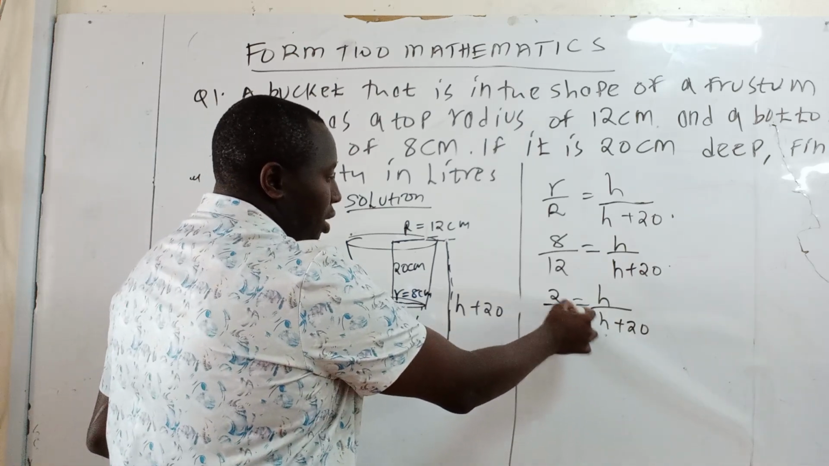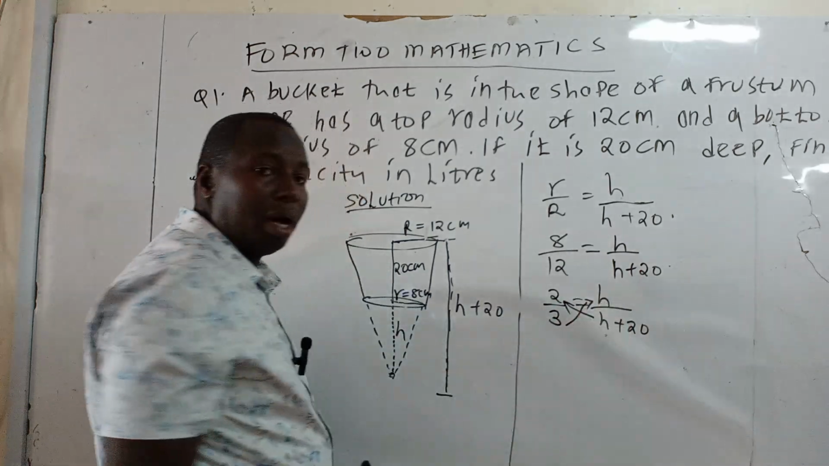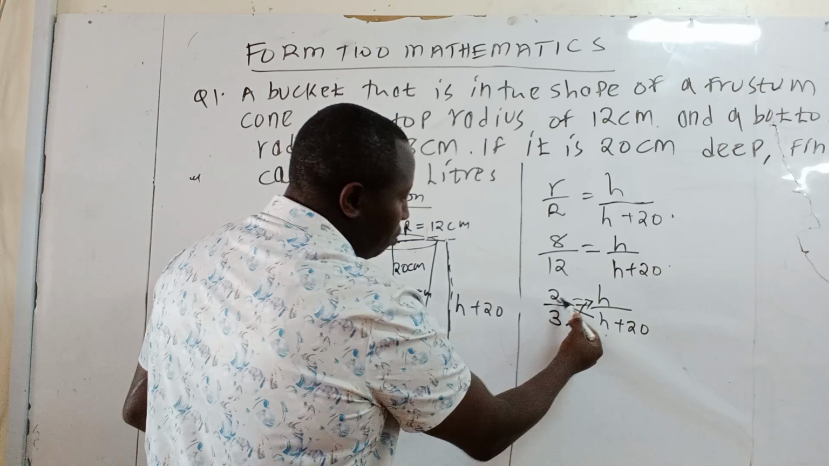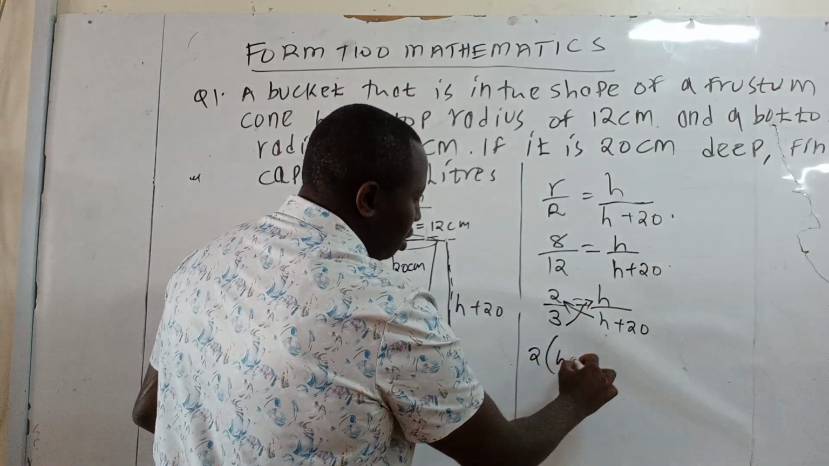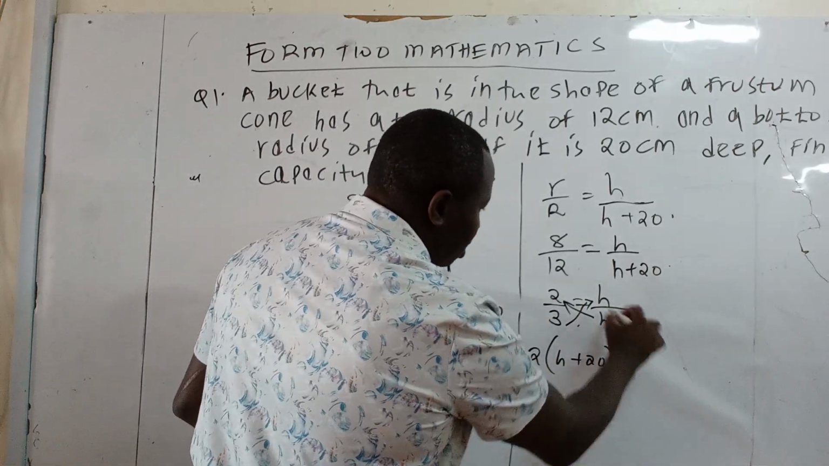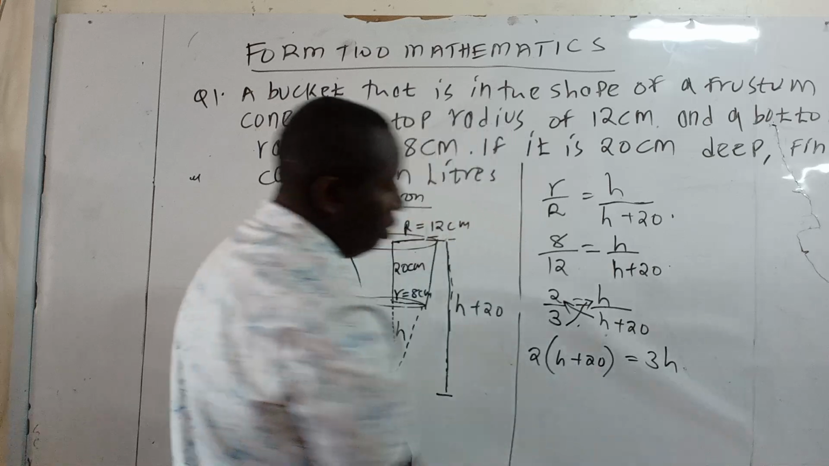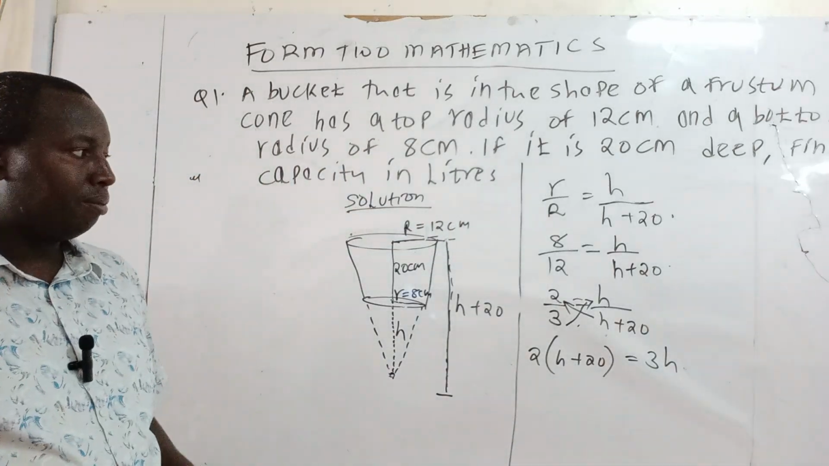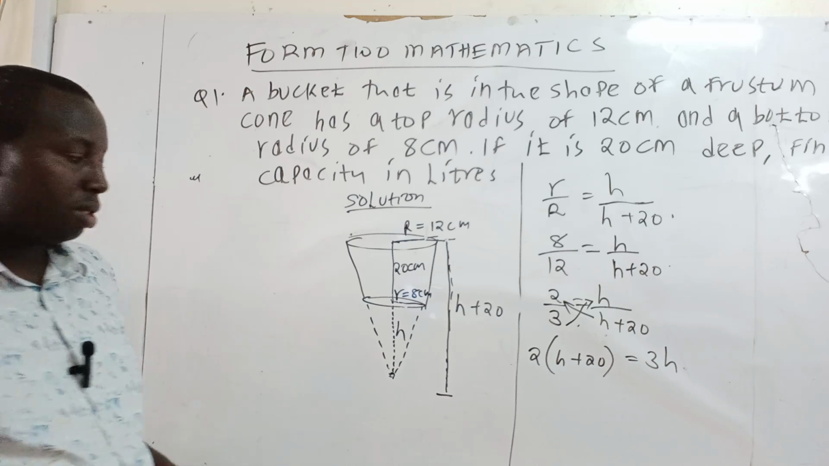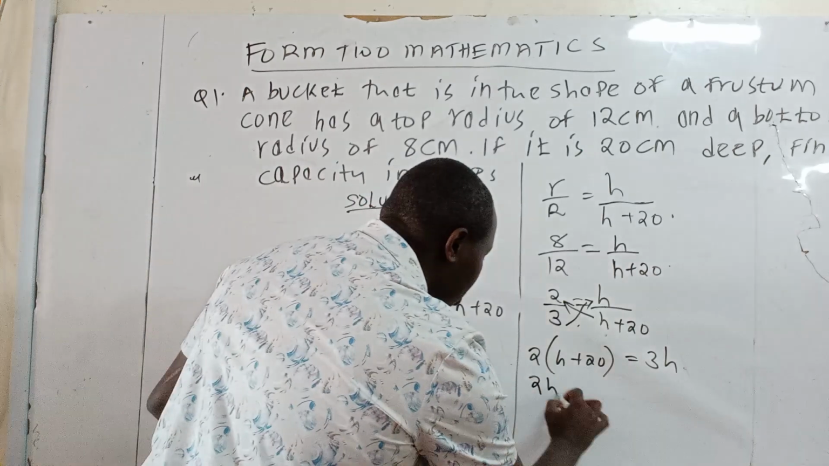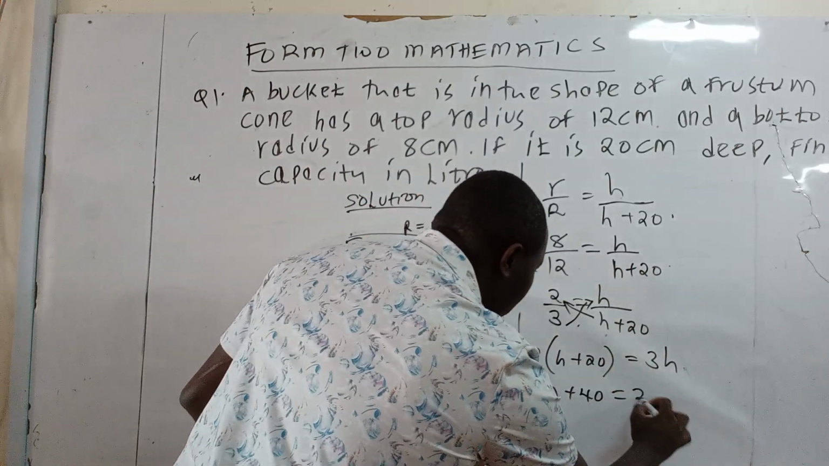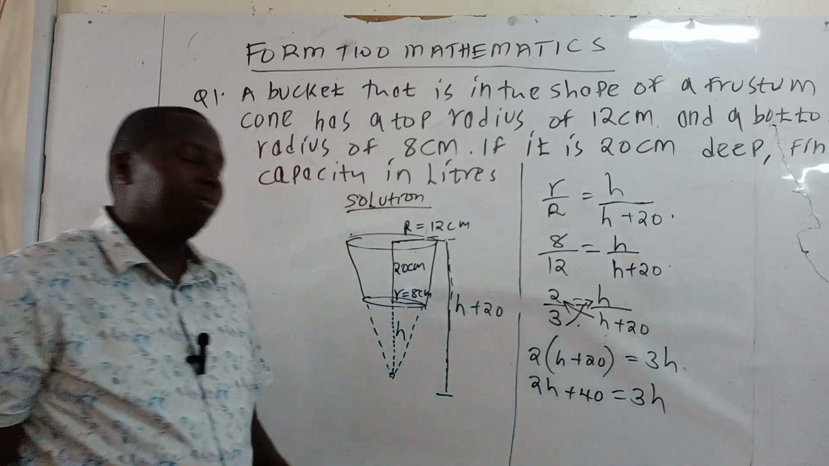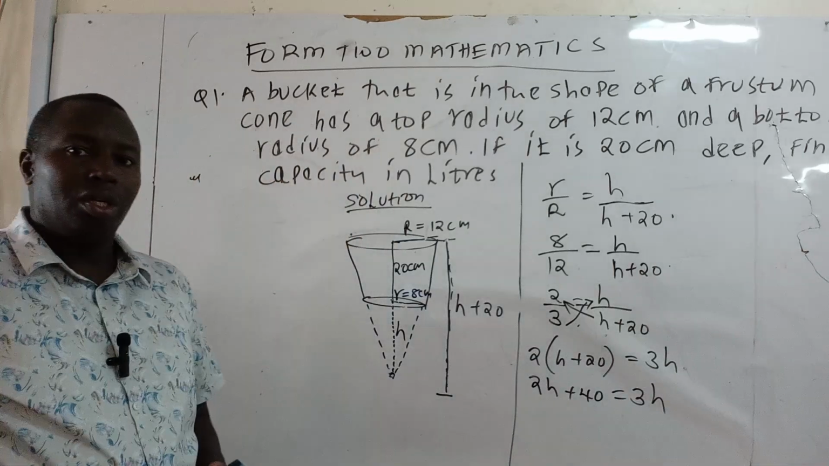The easiest way to get the h is you cross multiply. You get this h plus 2, you bring it here, h plus 20, bring it there, and then this 3 becomes 3h now, when you cross multiply. And then you open the bracket. You open this bracket. So this one you say 2h plus 40 is equal to 3h. That's what you do.